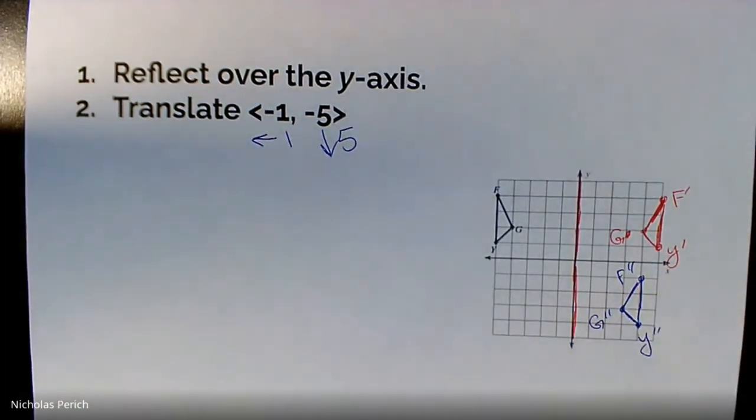This is a glide translation. I just want to glide.